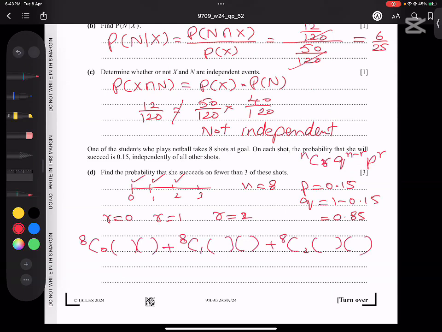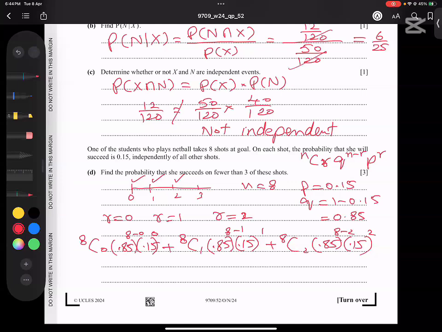In the first bracket we always get q, and q is 0.85. So 0.85, 0.15. In the second bracket p: 0.85, 0.15, 0.85, 0.15. The difference of 8 and 0 goes in the first bracket, so 8 minus 0, and 0 goes directly in the second bracket. Then 8 minus 1 and 1, 8 minus 2 and 2.